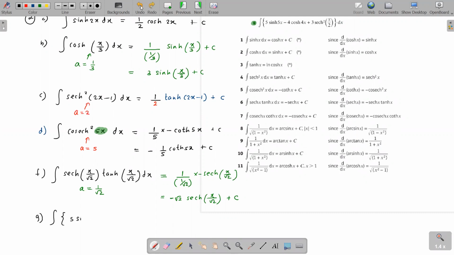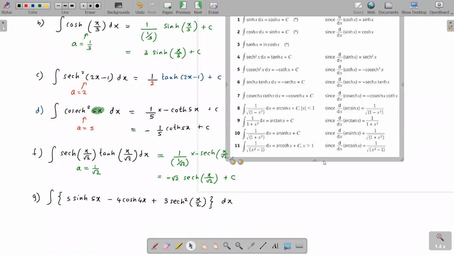5 sine 5x minus 4 cos 4x plus 3 sech square x over 2 dx. Okay, so this is what you need to integrate. Okay, so how do we integrate this?